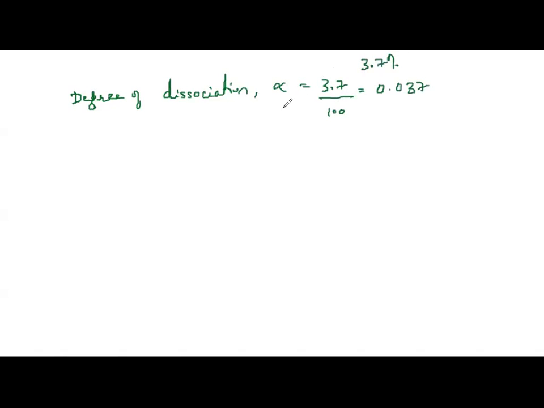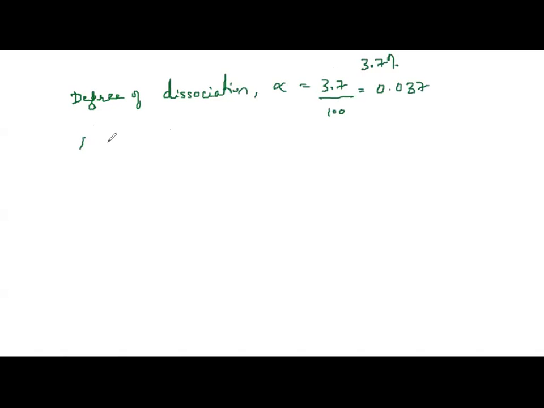Let us see. So they have given lactic acid. See, degree of dissociation, alpha, is equal to what? 3.7% they have said. So I have to convert it: 3.7 divided by 100. That comes out to 0.037. So the percentage has to be converted. They have said 3.7%. Okay, so I get the degree of dissociation.